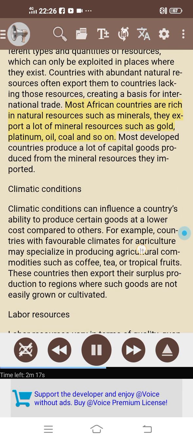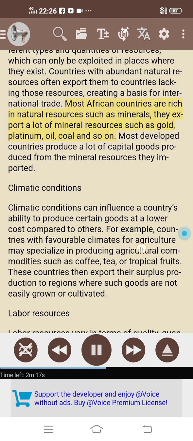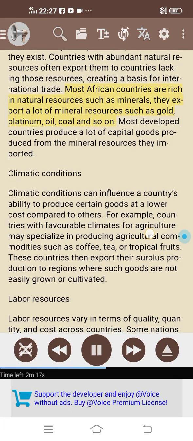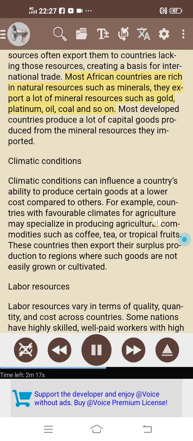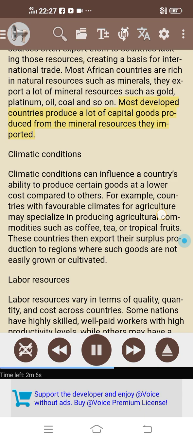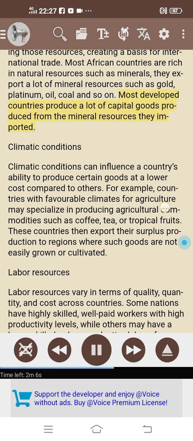Most African countries are rich in natural resources such as minerals. They export a lot of mineral resources such as gold, platinum, oil, coal, and so on. Most developed countries produce a lot of capital goods produced from the mineral resources they imported.